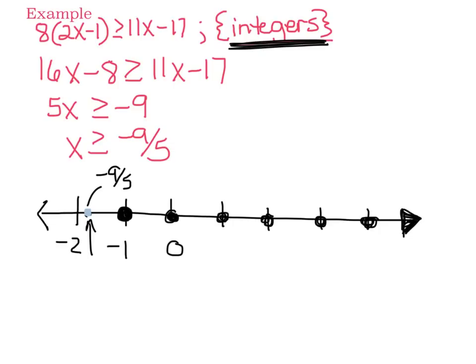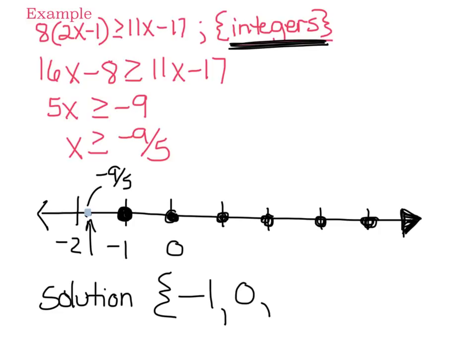And then when I'm writing my solution, I'm going to put it in braces because I'm not doing a range of values. I'm doing a set of specific values. It's only negative 1, only 0, not the stuff between, only 1, only 2, and then you can put ... infinity to indicate that we keep going with our integers.